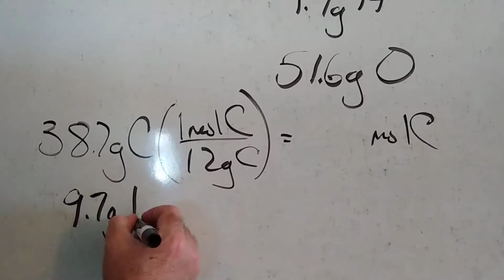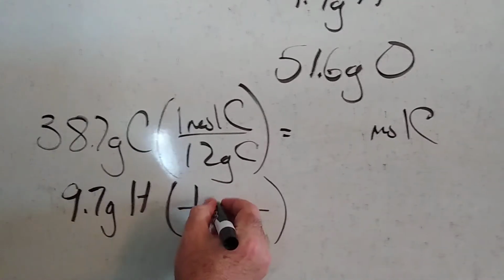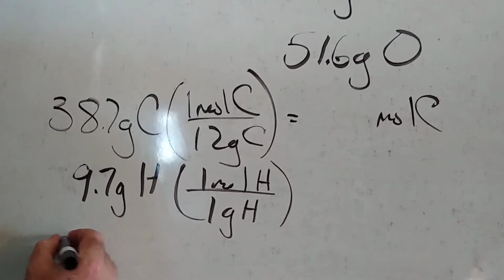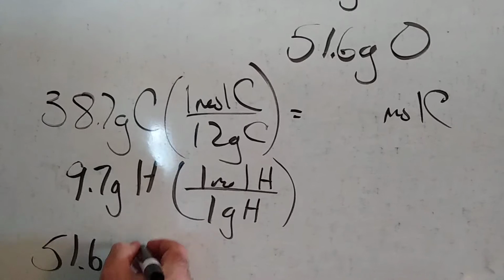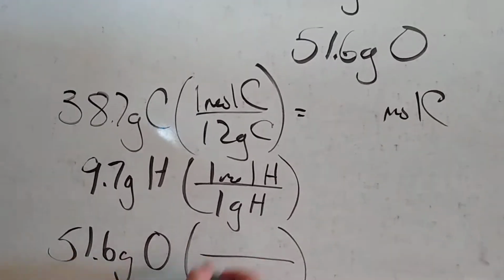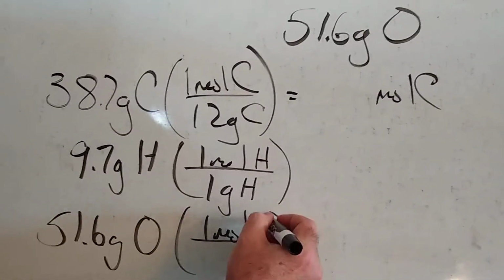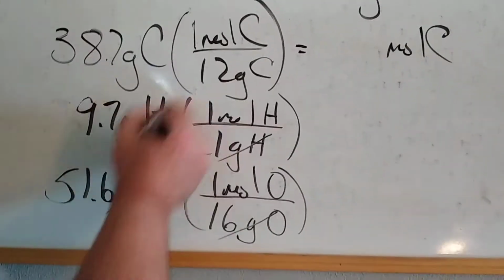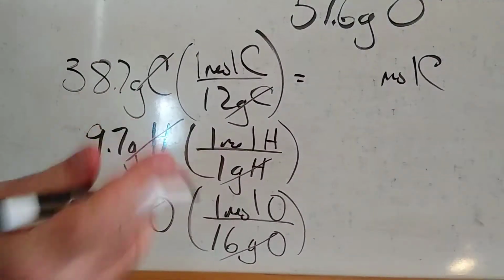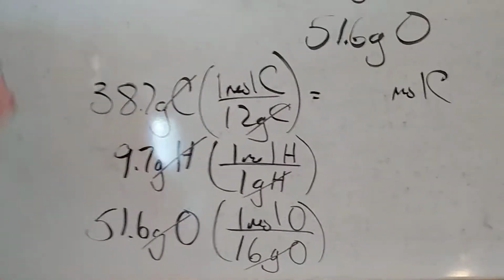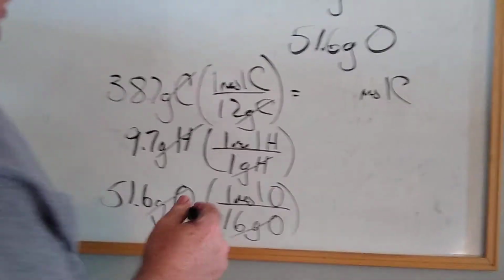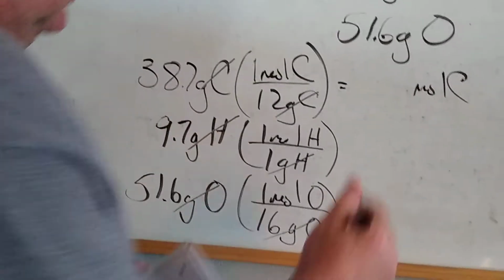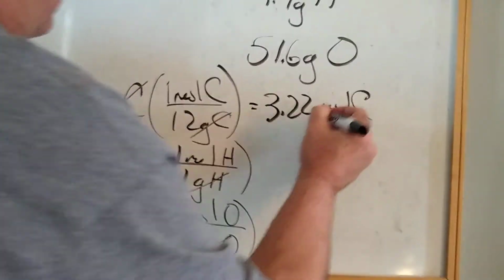9.7 grams of hydrogen. 1 mole of hydrogen is 1 gram of hydrogen. And 51.6 grams of oxygen, 1 mole of oxygen is 16 grams of oxygen. Again, I can cancel out units. And again, I highly recommend this. Those of you that are sending in work, you have little notes on your email saying make sure you show all your work. So we do this: 38.7 divided by 12, and I'll look at my little notes here. We get 3.22 moles.